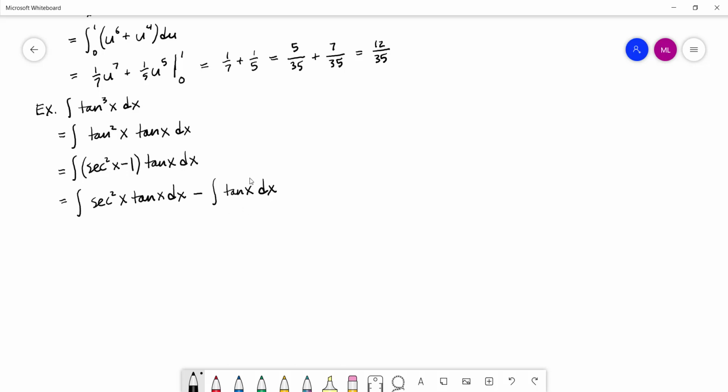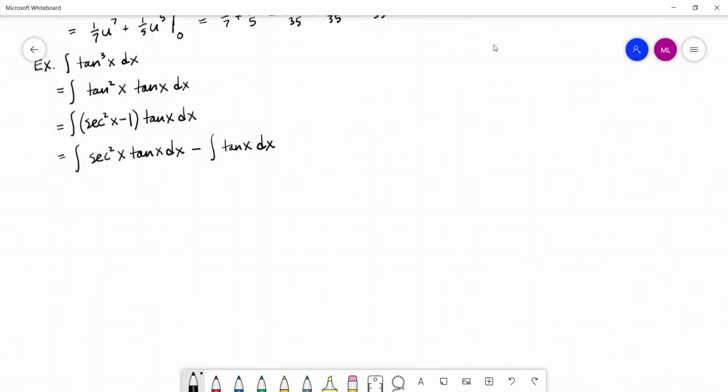This one, you can look this up. I know I did this in an example in Calc 1, but you could also look this up in an integral table. It involves the natural log of secant in this case, if I remember correctly. So we'll look at that in a minute.